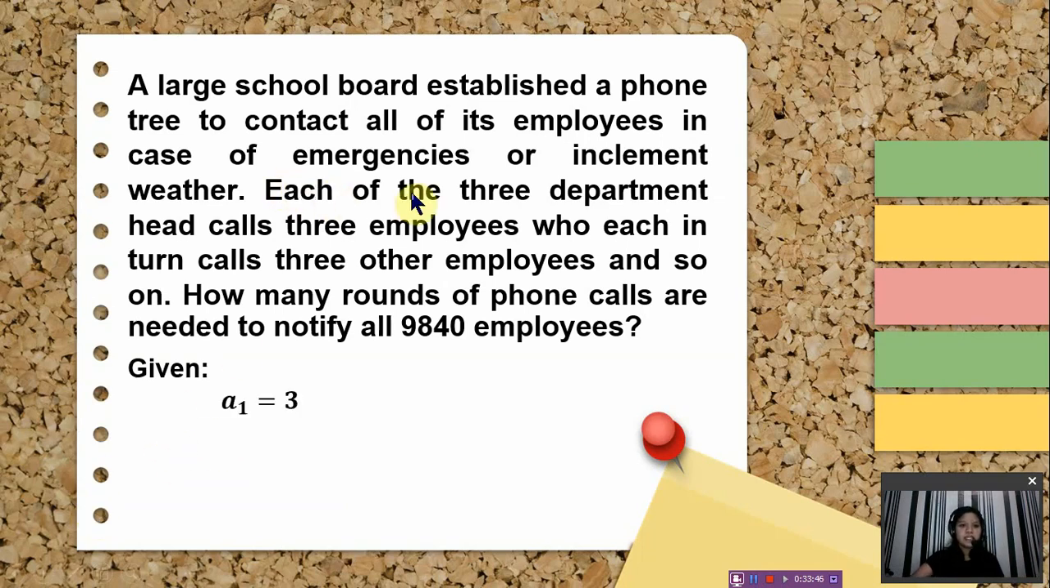Why 3? Because it starts with 3 department heads. Then, our R is 3. Why 3? Because the 3 department heads will each call 3 employees. Then, those 3 employees will also call 3 other employees. So, it is like times 3, times 3, times 3. So, our R would be 3. Then, we have a total of 9,840 employees. So, our S sub N is equal to 9,840.